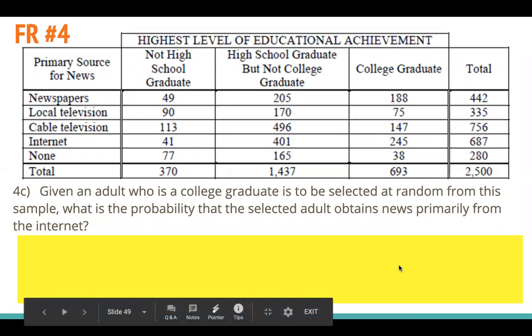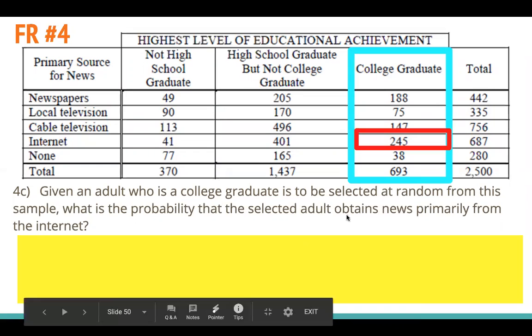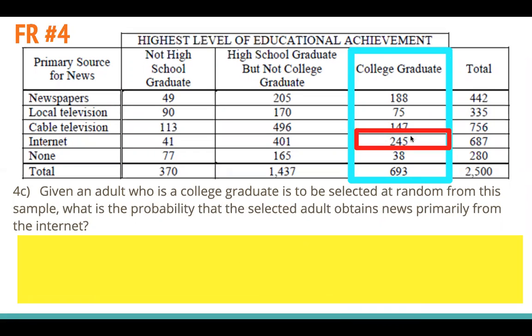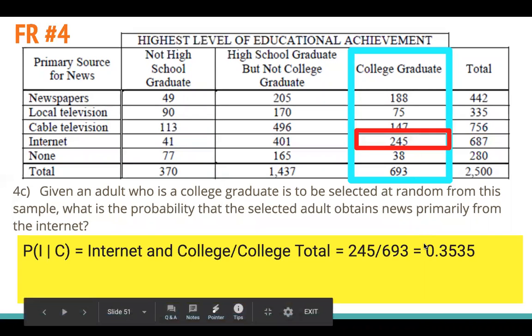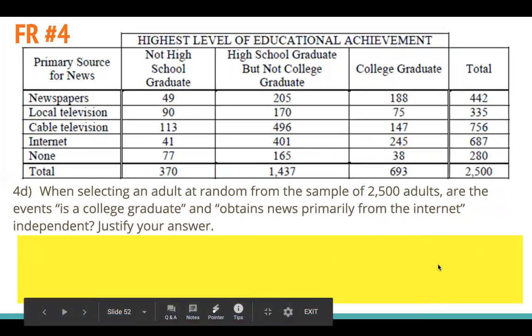Given that an adult who is a college graduate is selected, what's the probability that that adult obtains their news from the internet? So now, instead of going from the total, I'm only going from the college graduates. So I go 245 divided by 693. Whereas before I was going from the total column. And I get my final answer, 245 over 693, 0.3535.